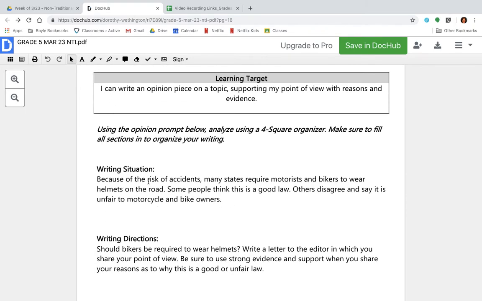The writing situation. Because of the risk of accidents, many states require motorists and bikers to wear helmets on the road. Some people think this is a good idea. Others disagree and say it is unfair to motorcycle and bike owners.